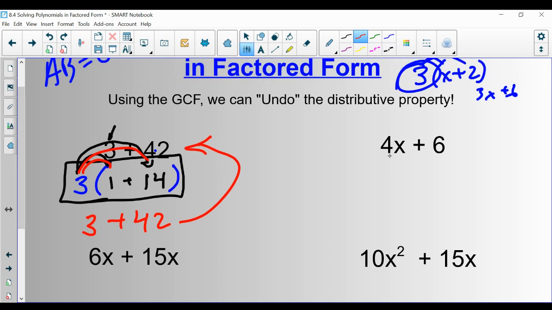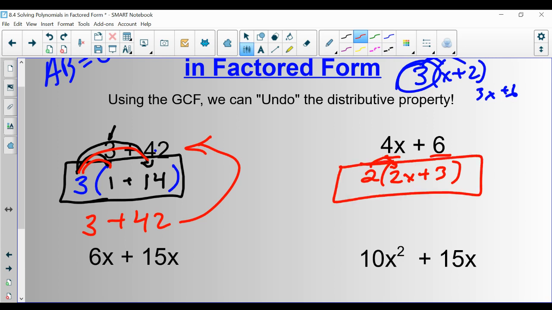Let's try this with this one. What is the common factor between 4 and 6? The greatest one happens to be 2. So if I take out a 2 and write it out in front of the parentheses, now the question becomes 2 times what is 4x? And 2 times 2x is 4x. And then 2 times what is 6? And that would be positive 3. That would be us undoing the distributive property.